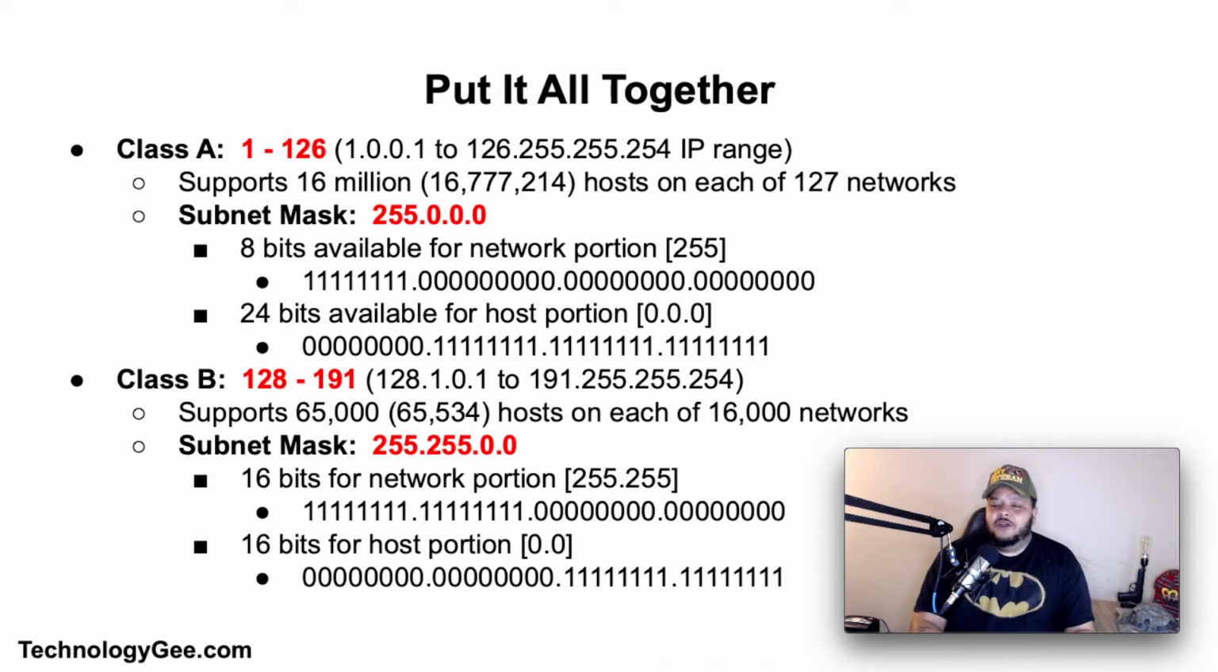And then if you convert the 255 into its binary equivalent, you will have a series of 8 ones followed by a series of 24 zeros, and the ones indicate that the bits have been turned on. And then it will also have 24 bits that are available for the host portion of the IP address, which is represented by the 0.0.0. And then you see the binary equivalent for 0.0.0, which will be represented by 8 zeros followed by 24 ones.